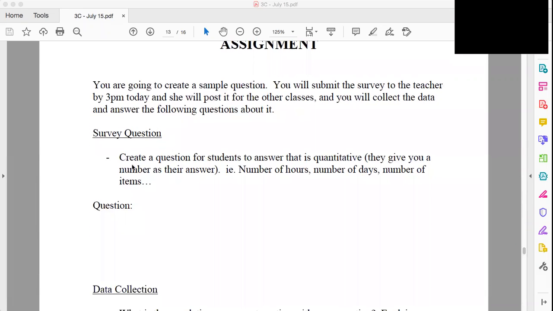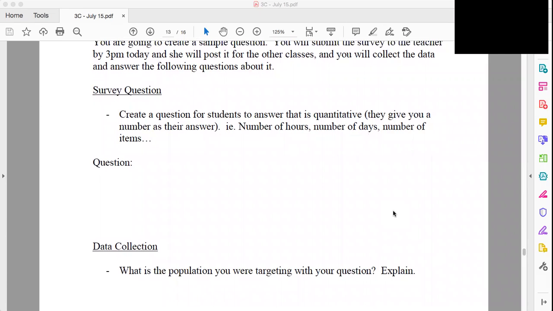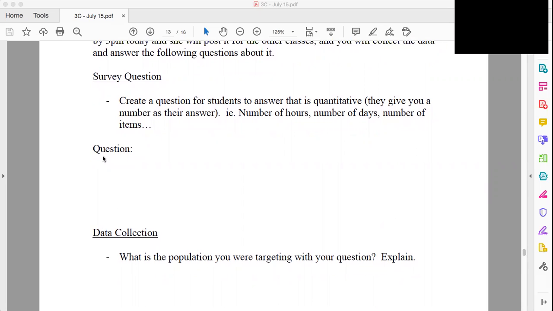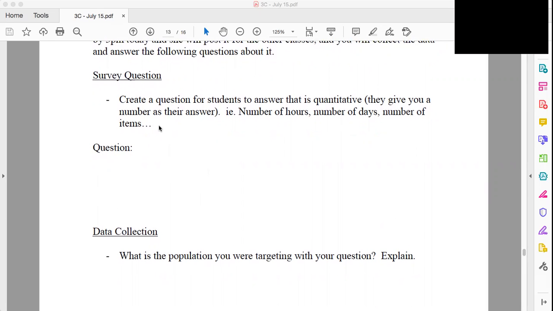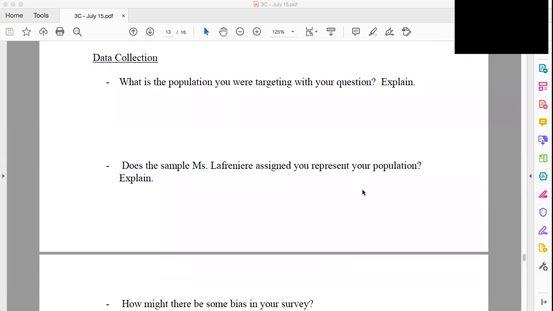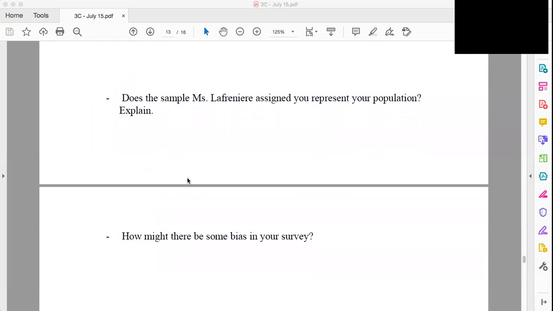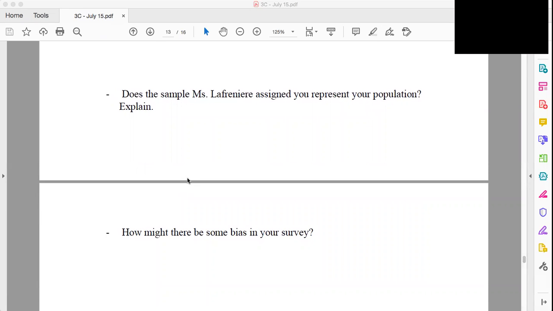So survey questions. Create questions for students to answer that are quantitative, so they give you a number as their answer. Like number of hours, number of days, number of items, or on a scale of 1 to 10, like how much do you hate this class. Your first step is to create that question. What is the population you were targeting in your question? Does the sample Miss Lafreniere assigns you represent your population? I believe you're going to have about, give or take, 14 students to survey.